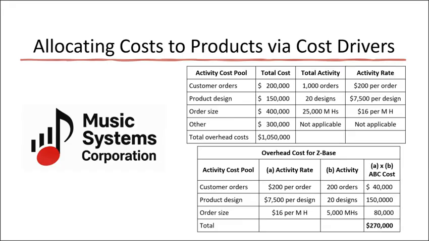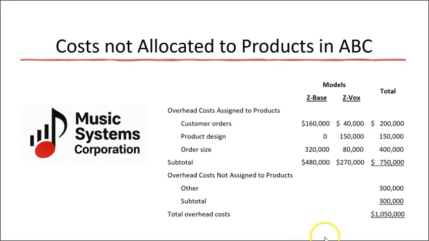Total cost of $270,000, which is the sum of the assigned cost of Z-Vox: $40,000 for customer orders, $150,000 for product design, $80,000 for order size. Now we know exactly how much that line costs as well, $270,000. So out of the $1 million overhead, we assign $480,000 to Z-Bass, $270,000 to Z-Vox.